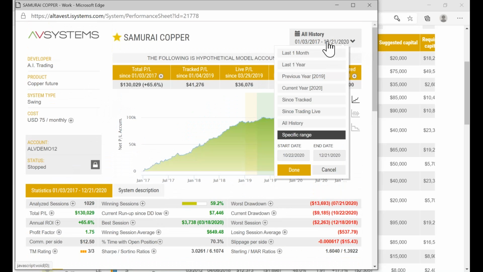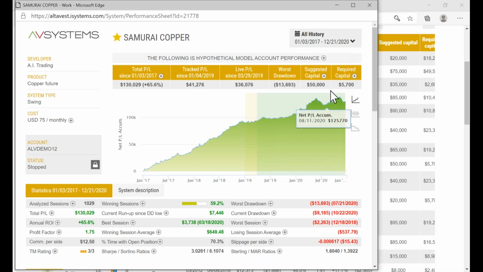And you can look at all the history or just last month or a year or whatever it might be. So you can filter for any period of time and you'll see the performance graph. So this one's been doing well. And you'll notice suggested capital here, 50,000. So all the numbers, by the way, are based off of that number, 50,000, the suggested capital.